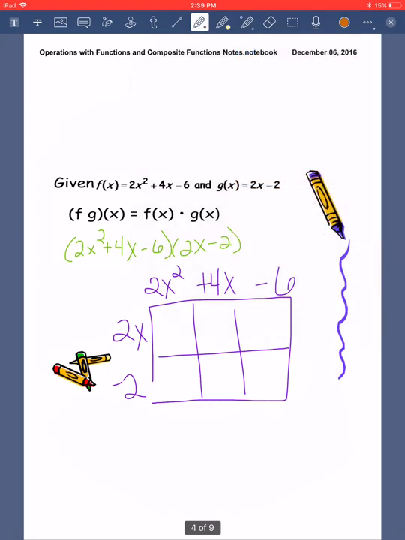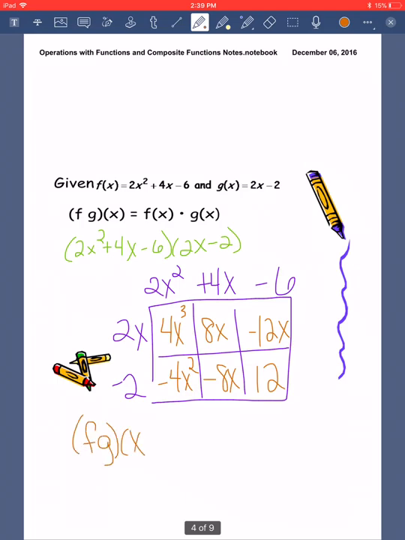All right, so 2x squared times 2x is 4x cubed. 2x squared times negative 2 is negative 4x squared. 4x times 2x is 8x squared. 4x times negative 2 is negative 8x. Negative 6 times 2x is negative 12x, and negative 6 times negative 2 is 12. And now we combine like terms. So we get that f times g of x equals 4x cubed plus 4x squared minus 20x plus 12.